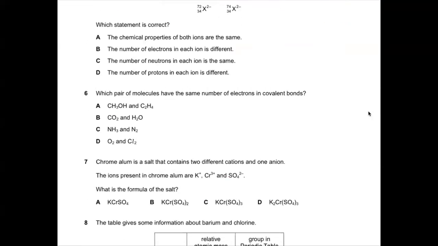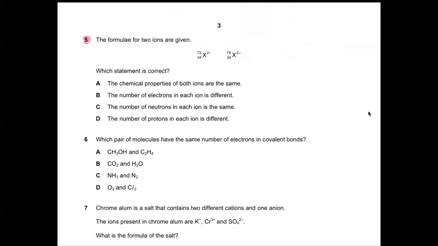Now, MCQ number 5. A formula for the two ions is given. Both are the isotopes, right? Because their proton numbers are the same, indicating that they are isotopes. Which statement is correct?